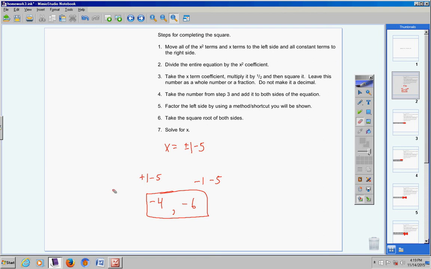Okay, so your answers would be negative 4 and negative 6. Quadratic equations will sometimes have no solution. We haven't gotten to those yet. We will. Sometimes they have one solution. Sometimes they have two solutions. They will never have more than two. Never. A quadratic equation will never have more than two solutions.